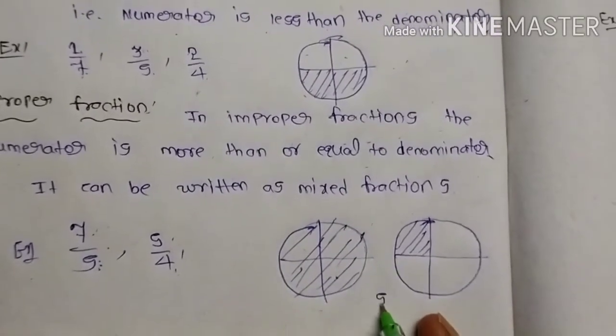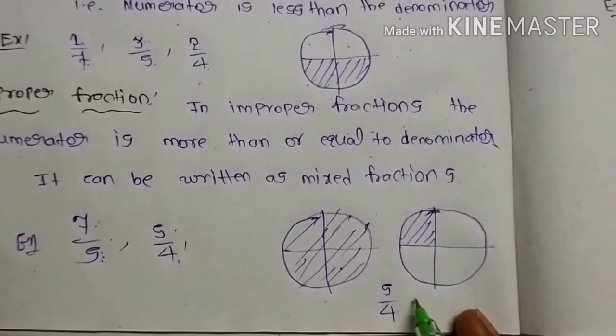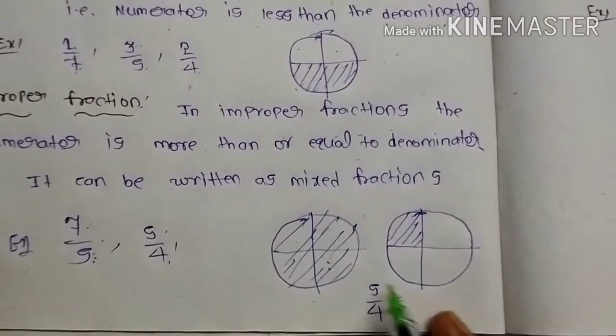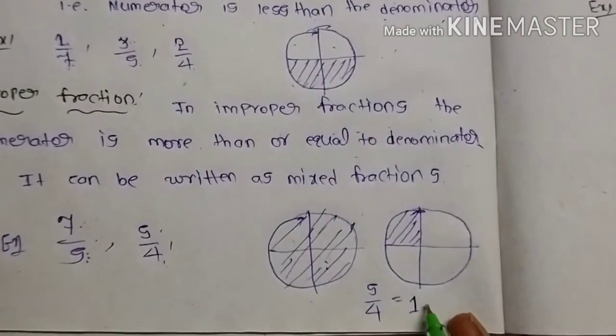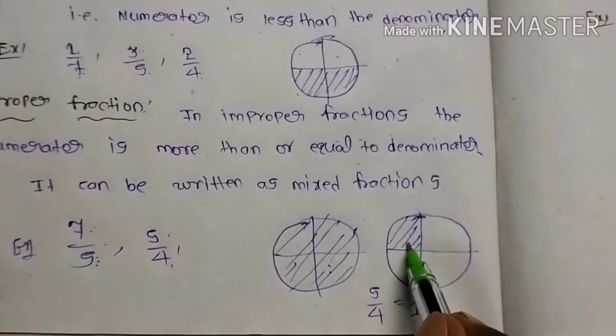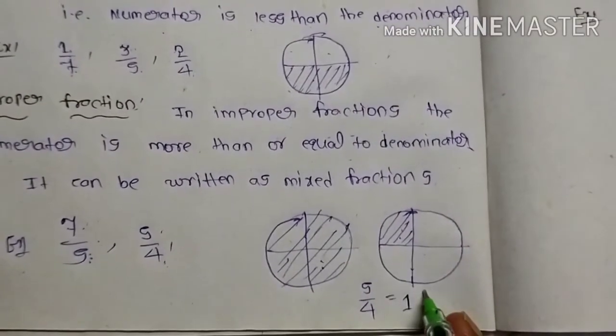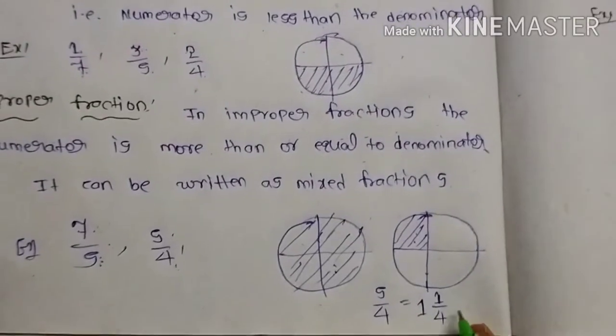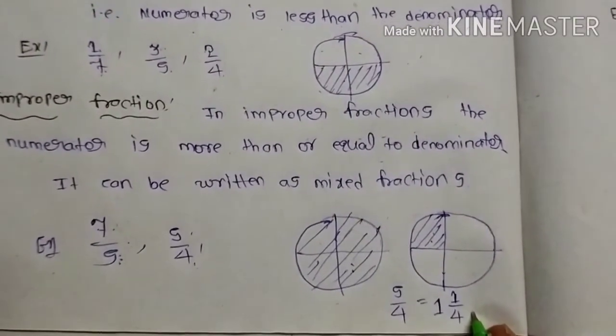This will be represented by 5 by 4. Yes or no? 5 by 4 means you can see here, this is total one part or not? Yes, 1 plus here 1 by 4 or not? Total how many parts? Total 4 parts. In that 4 parts you have taken only one part. That means here I am taking 1 by 4. This is a mixed fraction. We can discuss in the next one only.